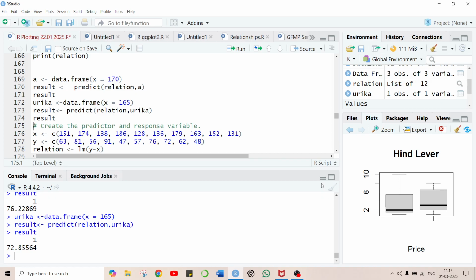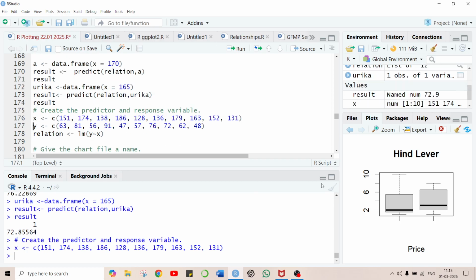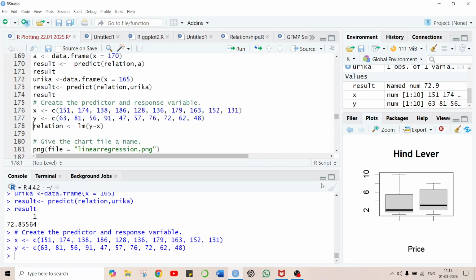Now, let us create another predictor and response variable. So X points are there, then Y points are there. The formula is very, very simple. Relation is the variable that I am creating, where I am using LM. LM is linear regression, where Y is the dependent variable and X is the independent variable.